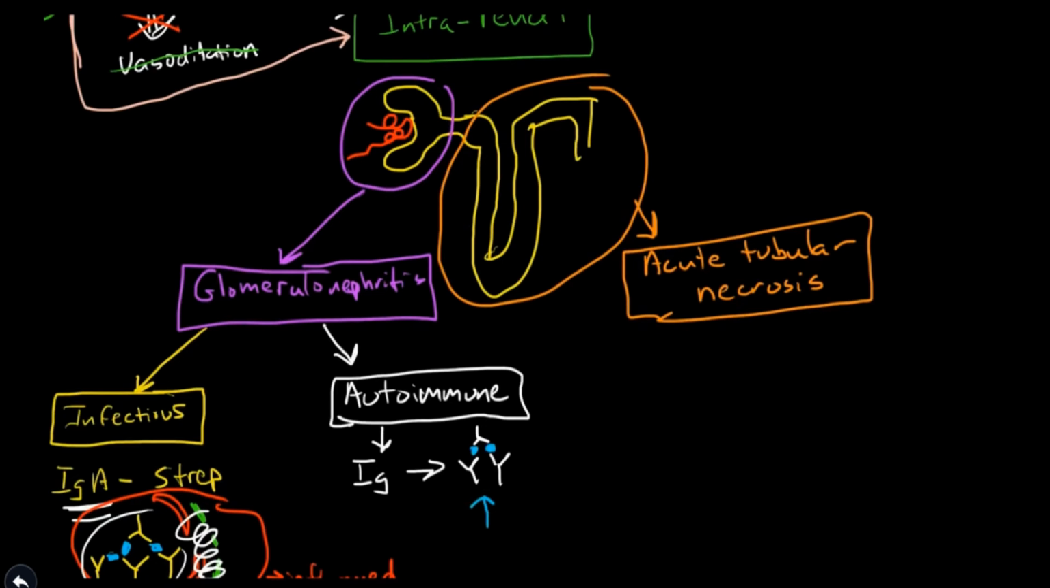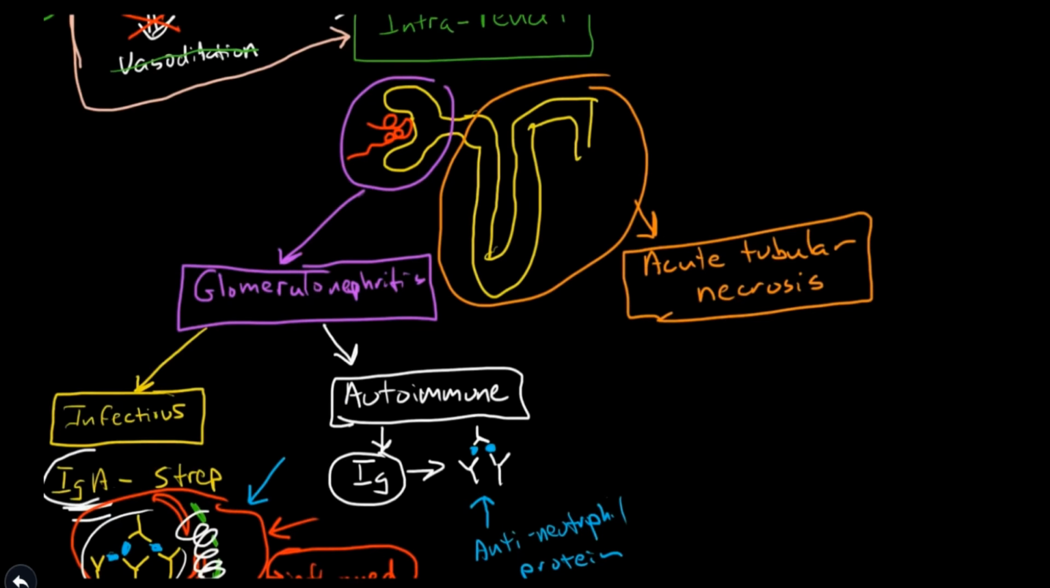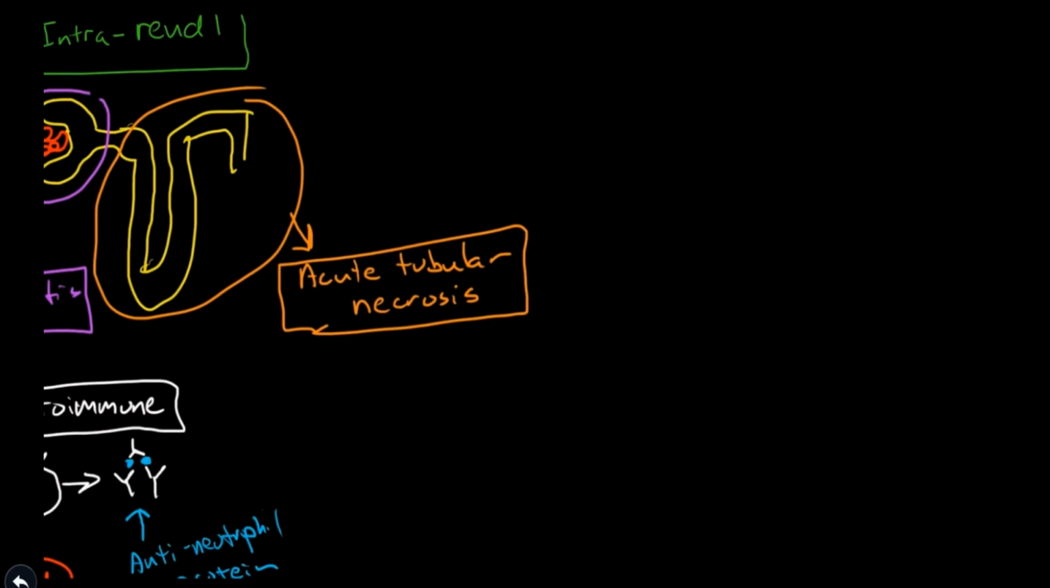You end up clogging up the fenestrations of the endothelial cells inside the glomerulus and clogging up the slit pores and causing inflammation. So again, these are anti-neutrophil antibodies, and it causes the exact same reaction. And the inflammation makes the process worse. The glomerulus is not able to function because it's not able to filter, and we end up with acute renal failure. Now, the next type of intrarenal acute renal failure is due to acute tubular necrosis.